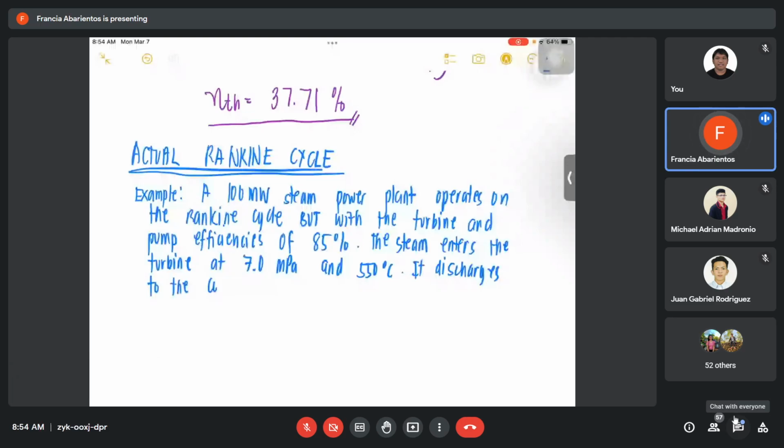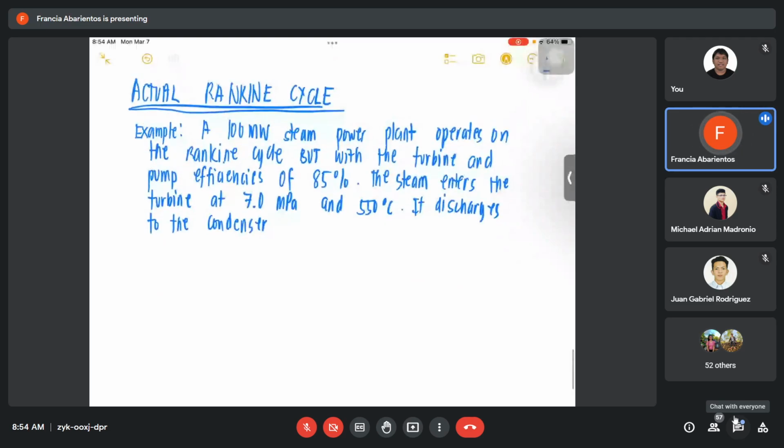Okay, so this is now the actual Rankine cycle. So we have a 100 megawatt steam power plant operates on the Rankine cycle, but with a turbine and pump efficiencies of 85%. The steam enters the turbine at 7 megapascal and 550 degrees Celsius. It discharges to the condenser at 20. So same yung given ha. Ibig sabihin hindi na tayo hanap ng properties. 550, 20. Pero may iba na given. Okay? So, anong hahanapin?